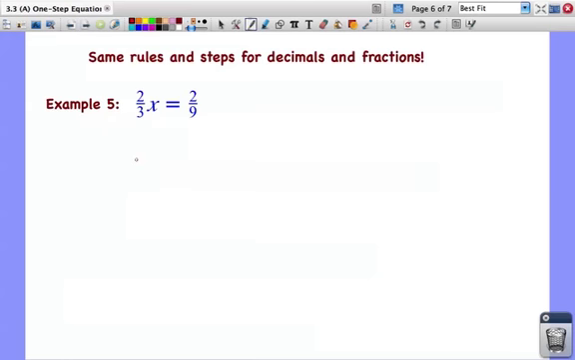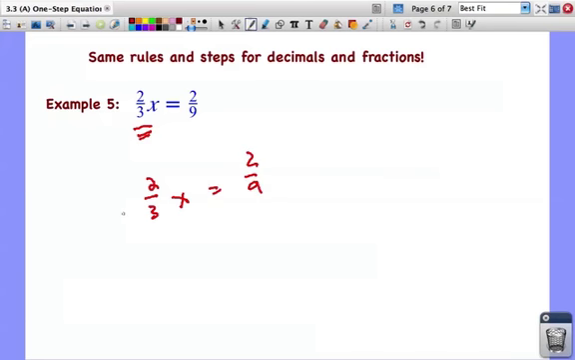Last example I have here. Whenever we're using fractions and decimals, we're still using the same rules. We're still doing the opposite operation. So I have 2/3 times x equals 2/9. Because this right here is multiplication, what's the opposite of multiplication? It's division. So I have 2/3 x equals 2/9.